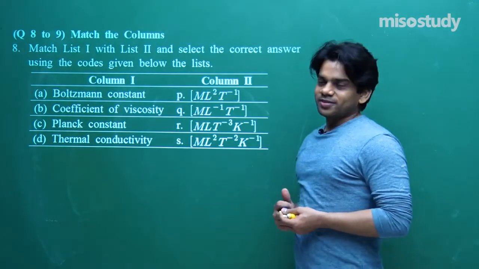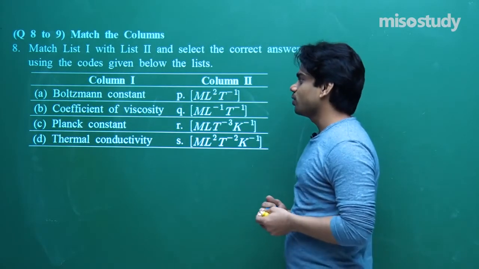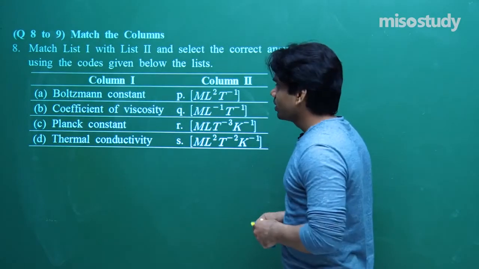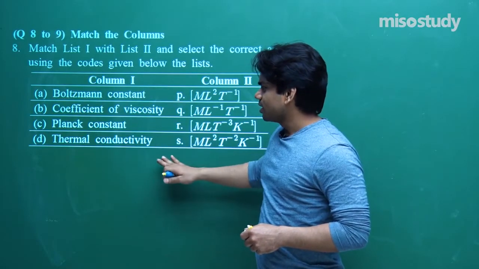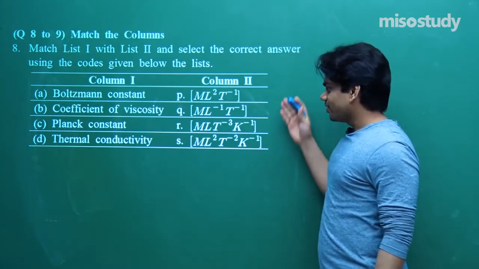Eighth, here you have to match. Match list 1 with list 2 and select the correct answer using the codes given below the list. In JEE Advanced Examination, matching can also come. So column 1 has Boltzmann constant, coefficient of viscosity, Planck constant, thermal conductivity. Column 2 has P, Q, R, S as the given dimensional equations.